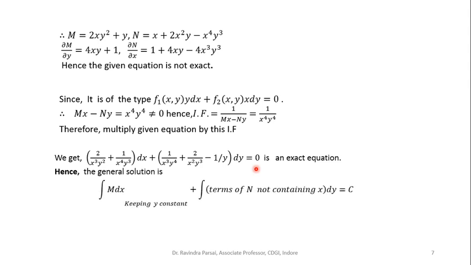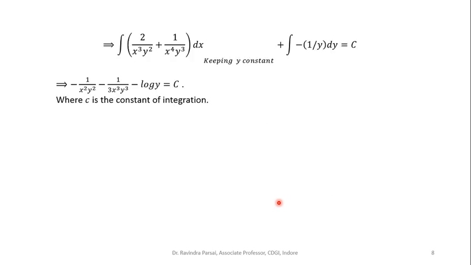Therefore now you can write the general solution formula: integral of m dx keeping y constant, plus the terms of n not containing x. In the next slide we come to the conclusion of this. So integration of 2 upon x cube y square plus 1 upon x to the 4 y cube dx keeping y constant, minus 1 by y dy equals c.